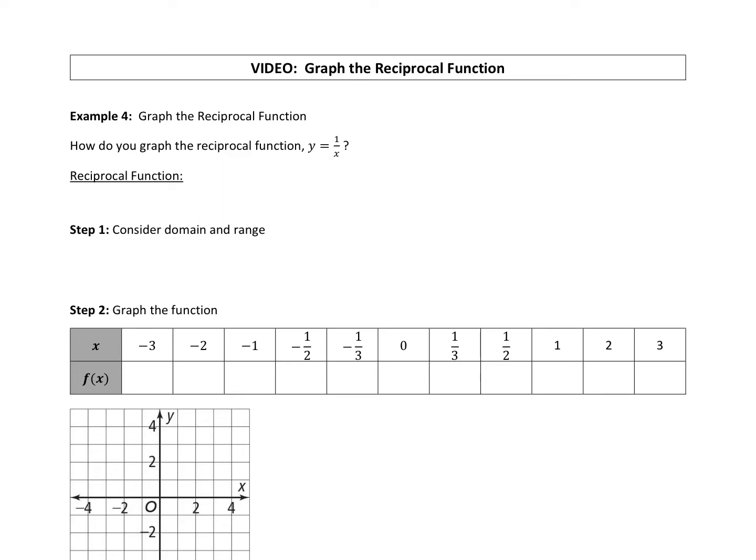All right, example 4, we're going to graph the reciprocal function. How do you graph the reciprocal function y equals 1 divided by x, 1 over x? So let's define what a reciprocal function is. It maps every non-zero real number to its reciprocal.